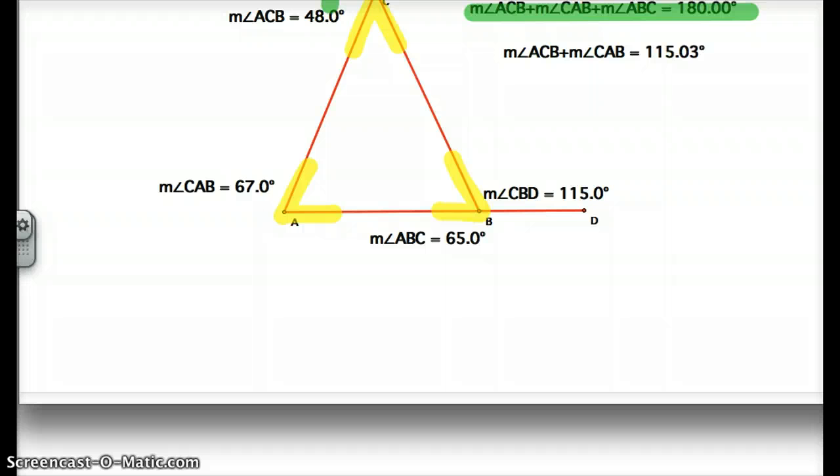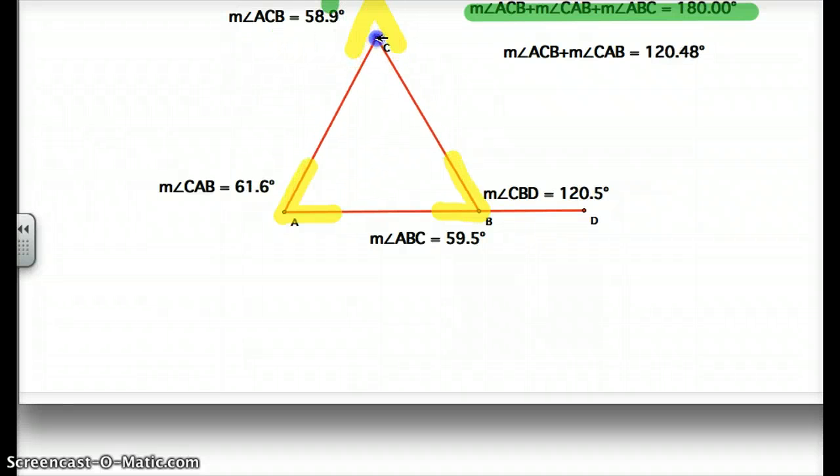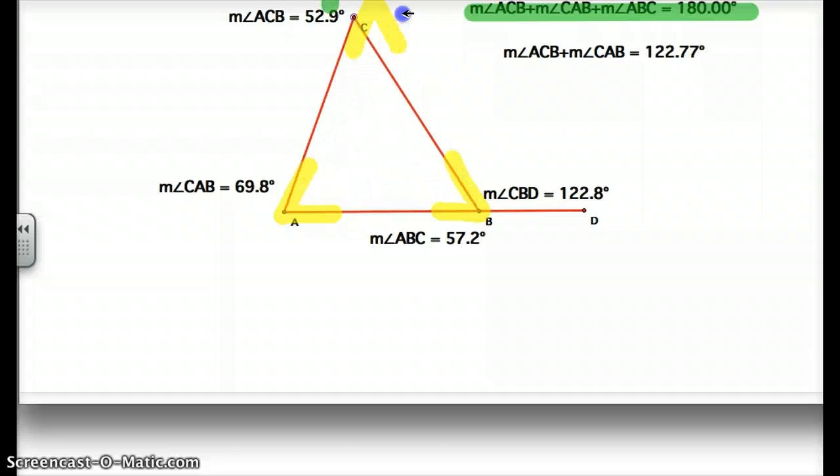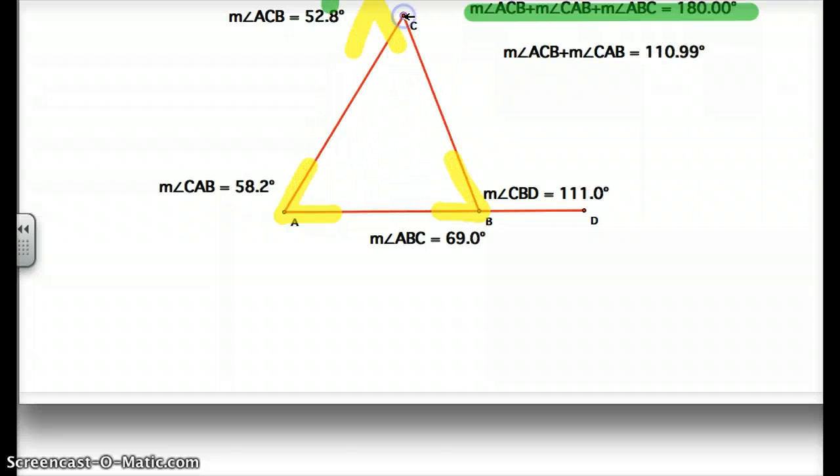I could grab one of those points. I'm going to grab my point here. Grab this point. See how I'm moving these around? As I move them around, my 180 is staying the same. The 180 is staying the same.